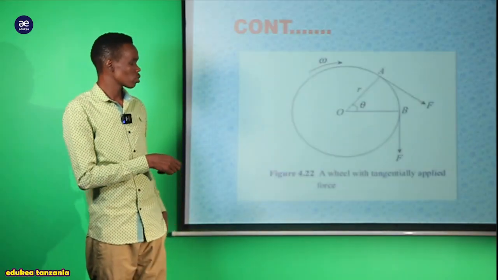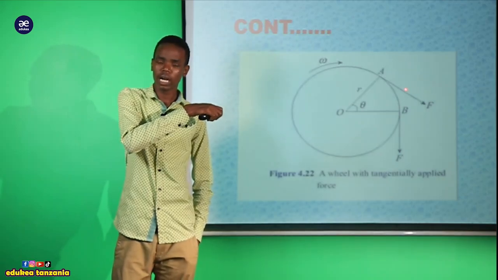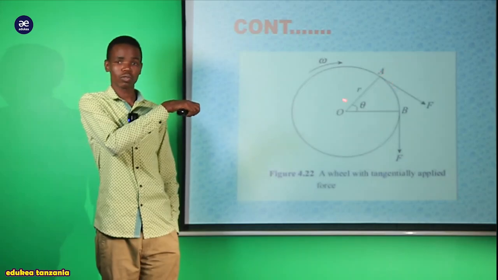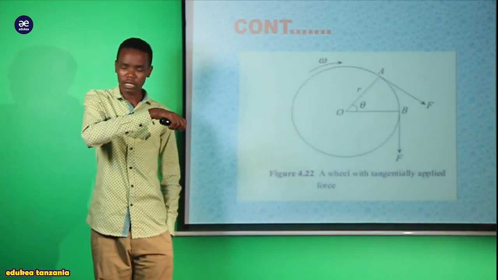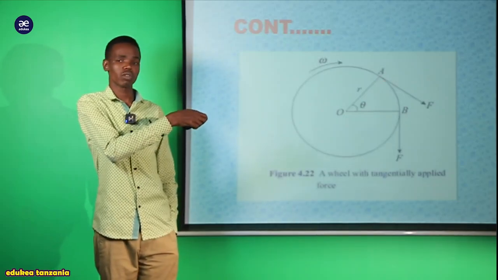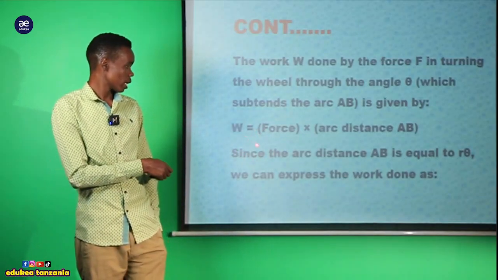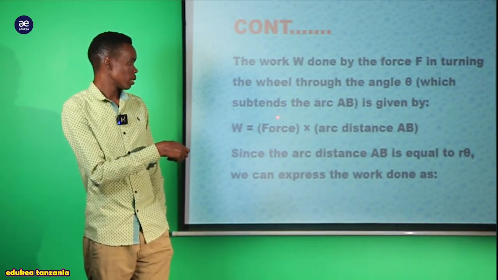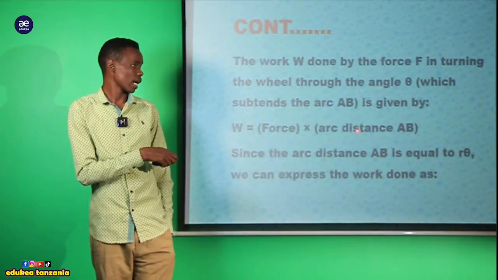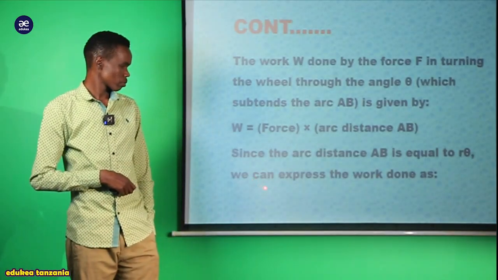Sasa tukirudi kwenye figure yetu hapa, tunataka work done aliyebini applied for the force AB. How can we get the work done that is used to turn the wheel rotating on its axis? Tutamwambia kwamba tutampata ule work done kwa kumchukua huyu force aliyebini applied times by the distance. That is what we try to see. We can say work done from our figure must be equal to the force, then we multiply by the arc length or the arc distance exactly between the point A and also B.